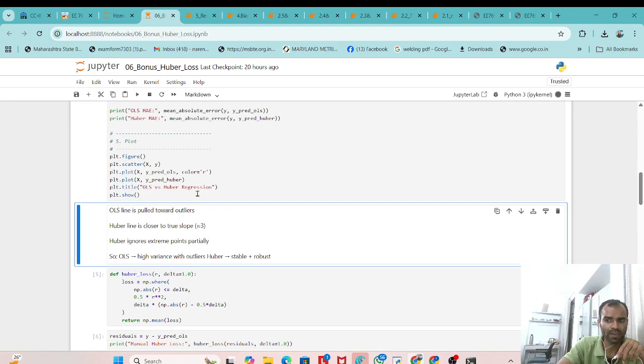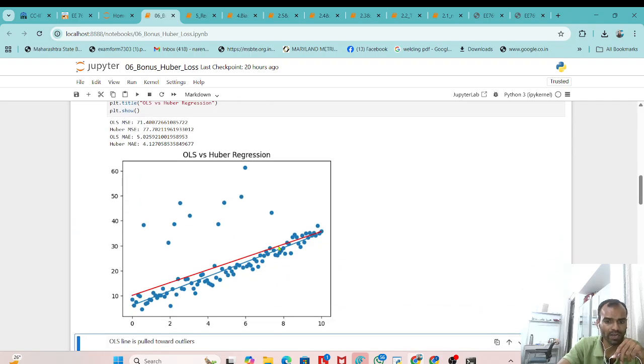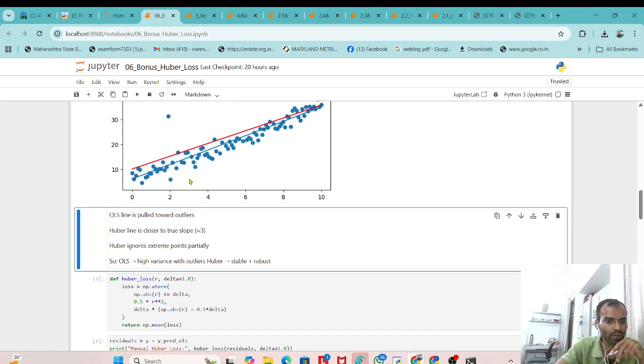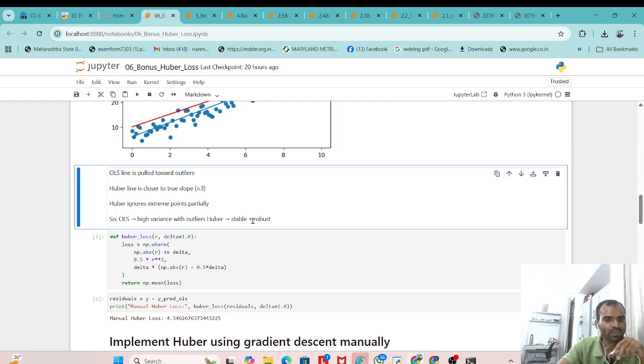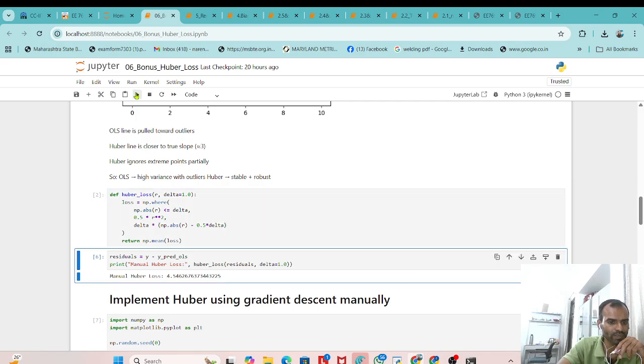So here we will see that the OLS line is pulled towards the outlier. This is nothing but OLS, it is pulling towards the outlier, and this is closer to the true slope. This is nothing but the Huber loss, right? This is the Huber line, and this is the OLS line. Huber ignores extreme points, right? Then manually we are running that, and the Huber loss is coming out this much.